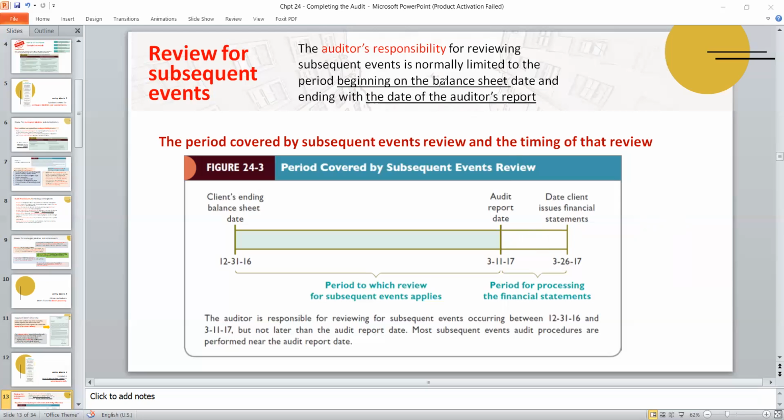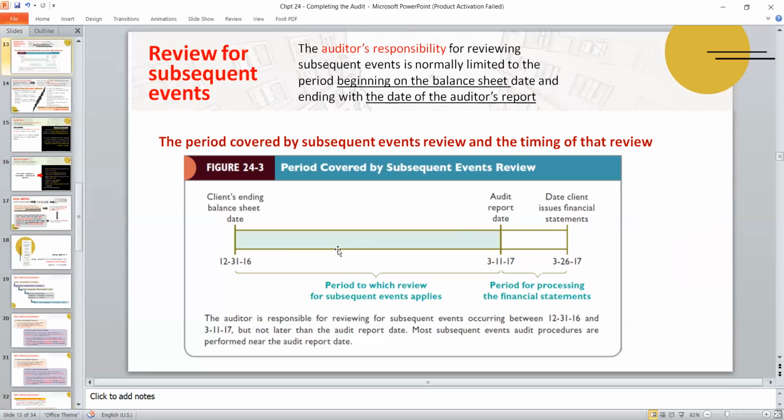Okay, so this is the subsequent event. Like you see here, from 11 March until 26 March, this is the period for processing the financial statement. As you know, the public company will not publish their financial statement before the audit report is published, because the client will use numbers from the audit report for their issued financial statement.